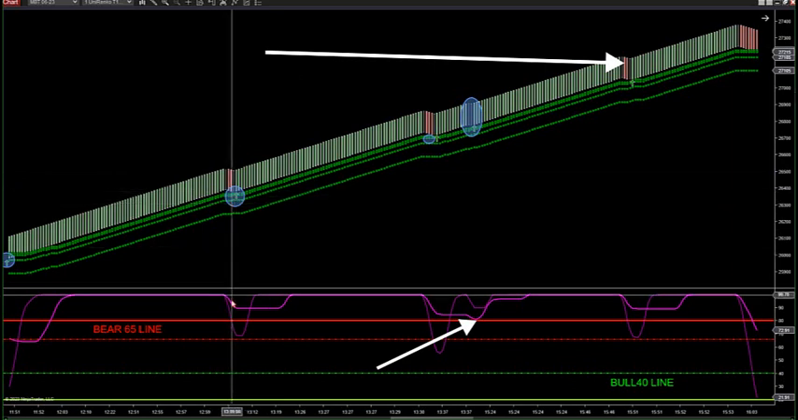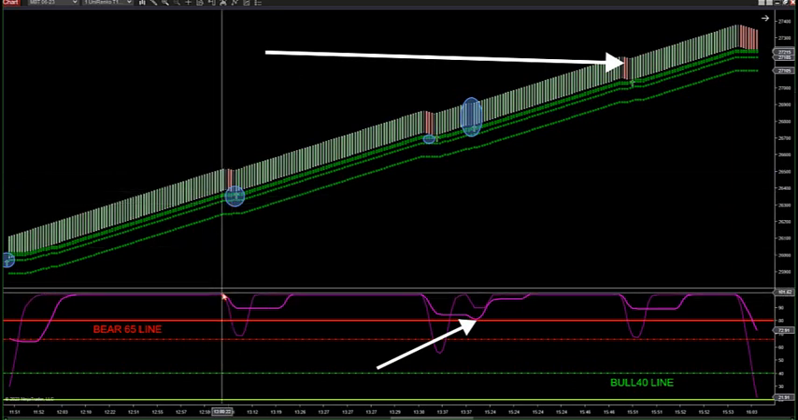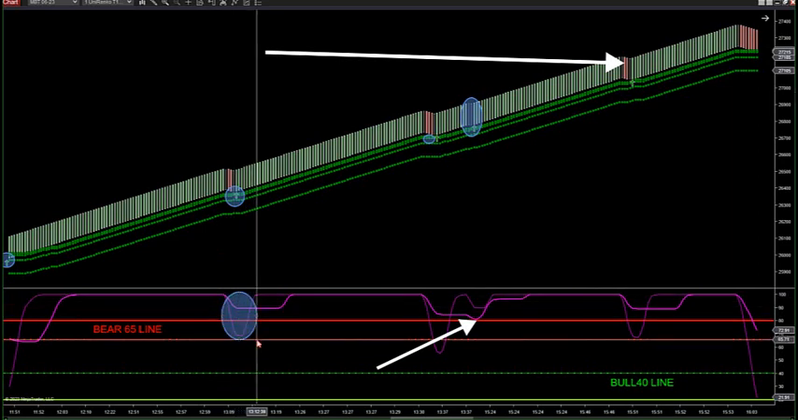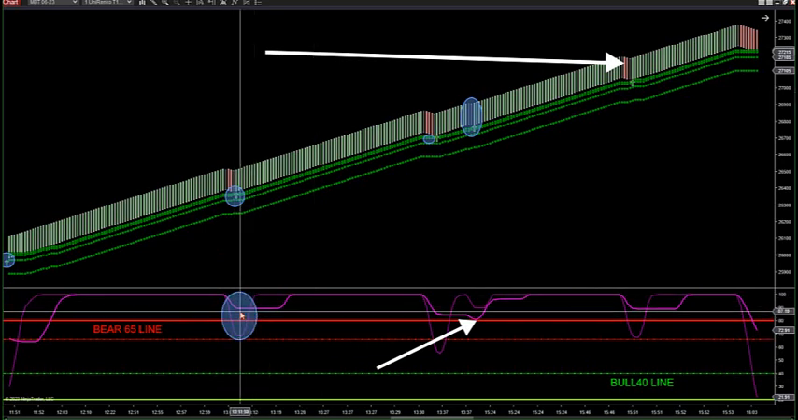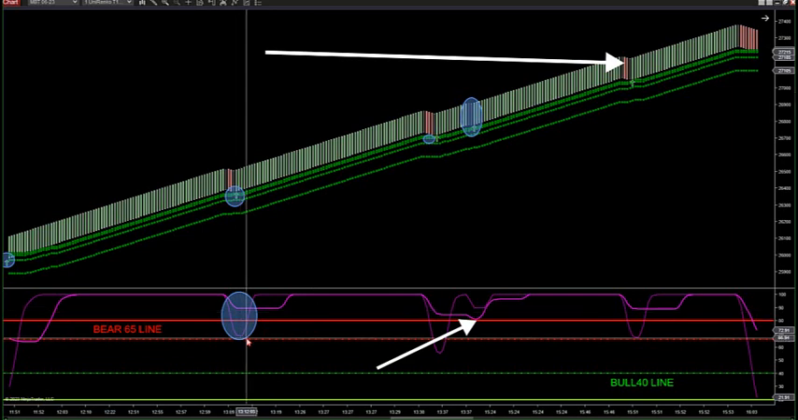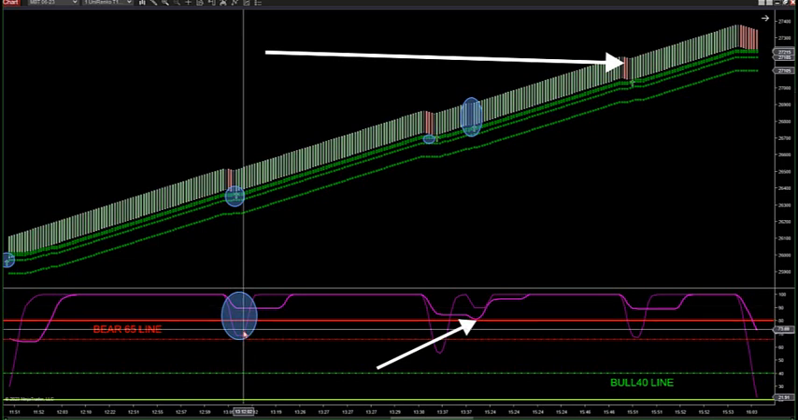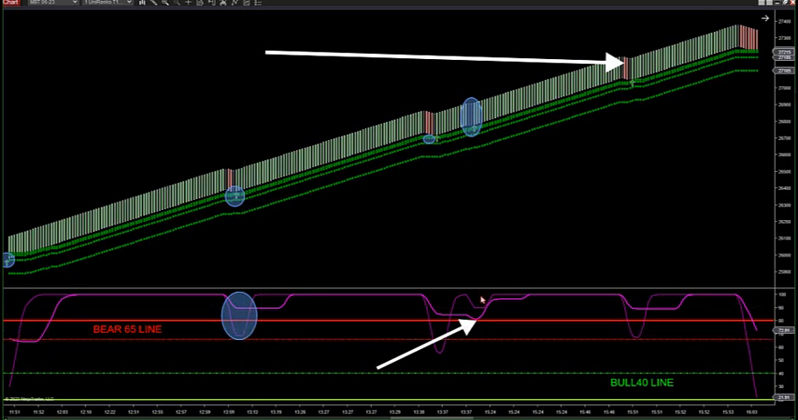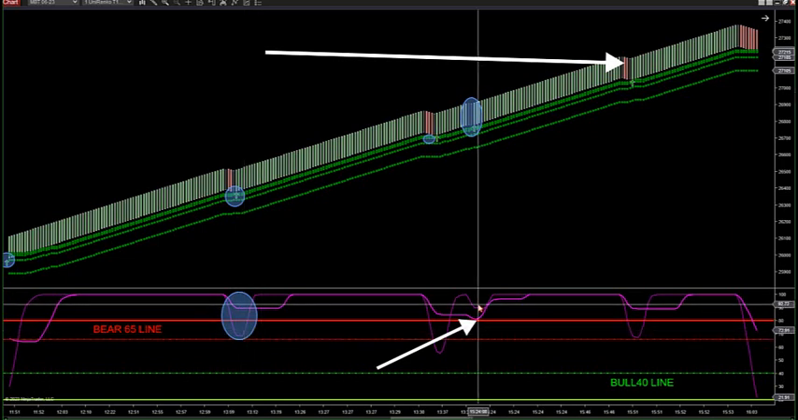I'm talking about staying above the shallow, but notice this right here. Notice this combination. Notice how the longer signal line is above 80, and the shorter signal line is above 65. You see this a lot in a lot of markets. This is a wonderful setup. This setup is almost as fantastic as my extreme momos.